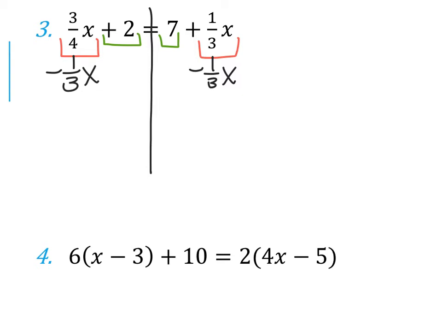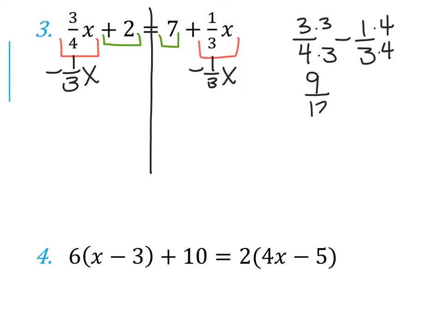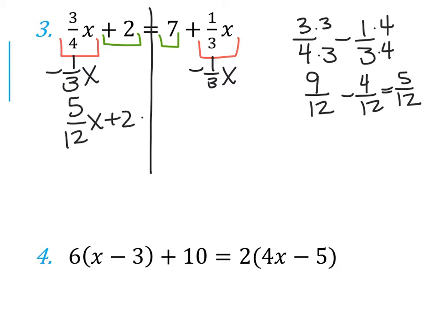And I'm subtracting my fractions, so I want to find a common denominator. Easiest way to do that is just to multiply it by the other denominator, so in this case 4 and 3, so I get a common denominator of 12. And then I'm going to subtract and get 5 over 12. So I have 5/12 x plus 2 equals 7.